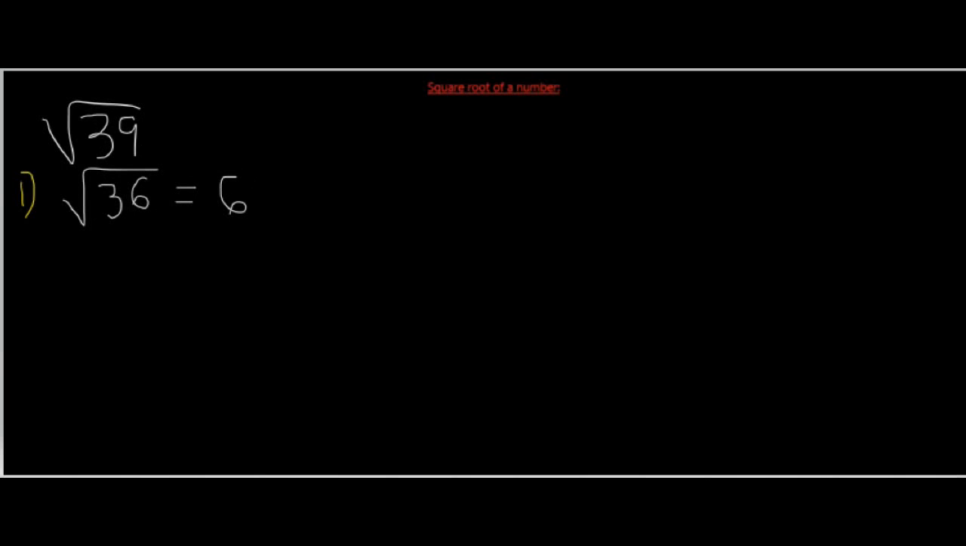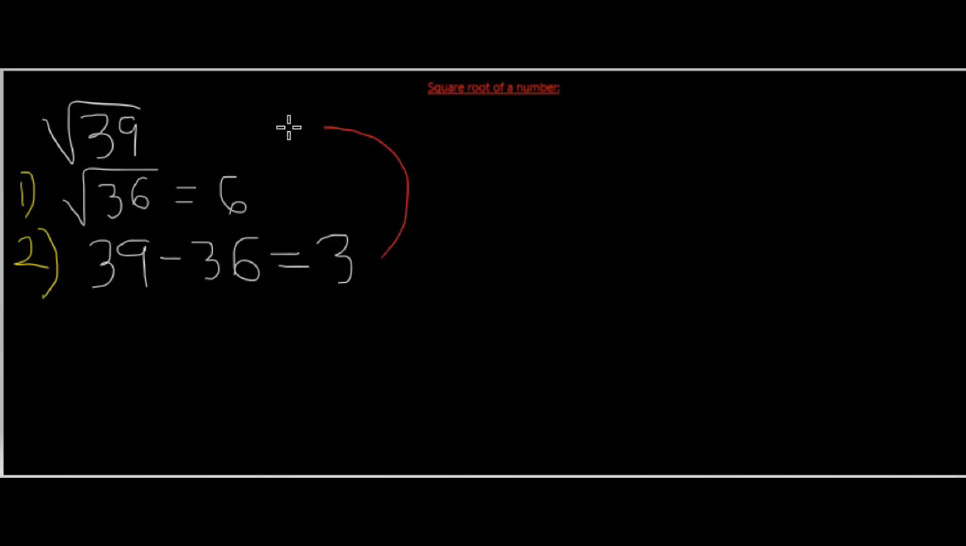Coming on to the second step, we need to calculate the difference between the number that we are trying to find and the number we have used. Hopefully you guys are getting what I want to say. 39 minus 36 will give me 3 here, and then I'm going to write this 3 over here. Okay, this is 3.